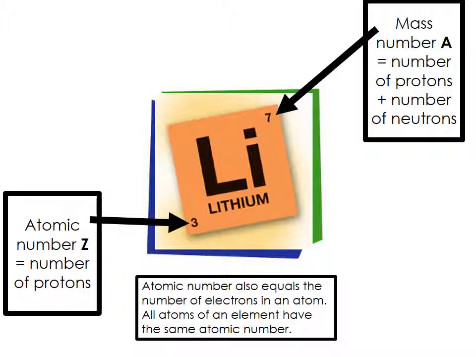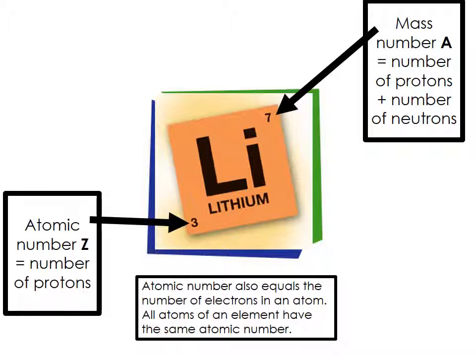Now we said the atomic number Z equals the number of protons. It also equals the number of electrons in an atom, not in an ion but in an atom, because an atom is electrically neutral, and a proton has a +1 charge and an electron has a -1 charge. If you have a neutral atom, then the number of protons has to equal the number of electrons. So in a neutral atom, the atomic number Z is also equal to the number of electrons.